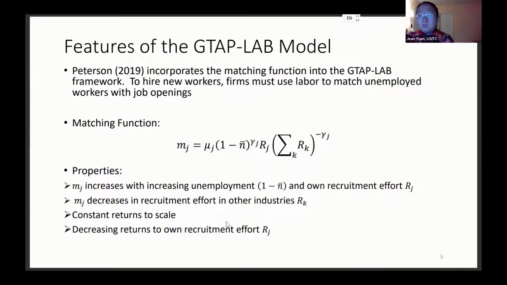The number of workers who get matched into sector j increases with the increase in unemployment and the sector's own recruiting effort. M_j decreases when the recruiting effort in other industries increases. This matching function has constant returns to scale, and it also has decreasing returns to the sector j's own recruiting effort, R_j.